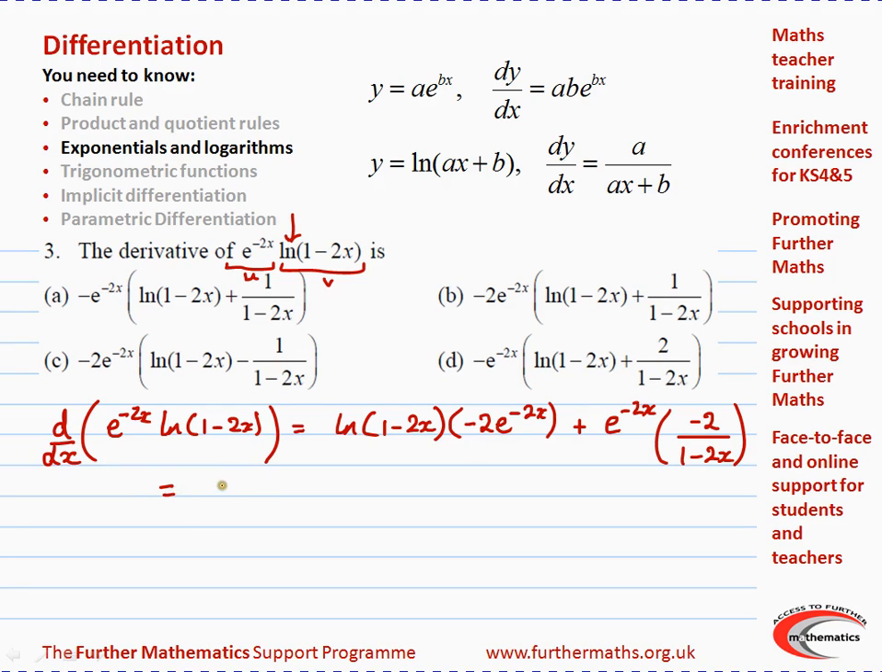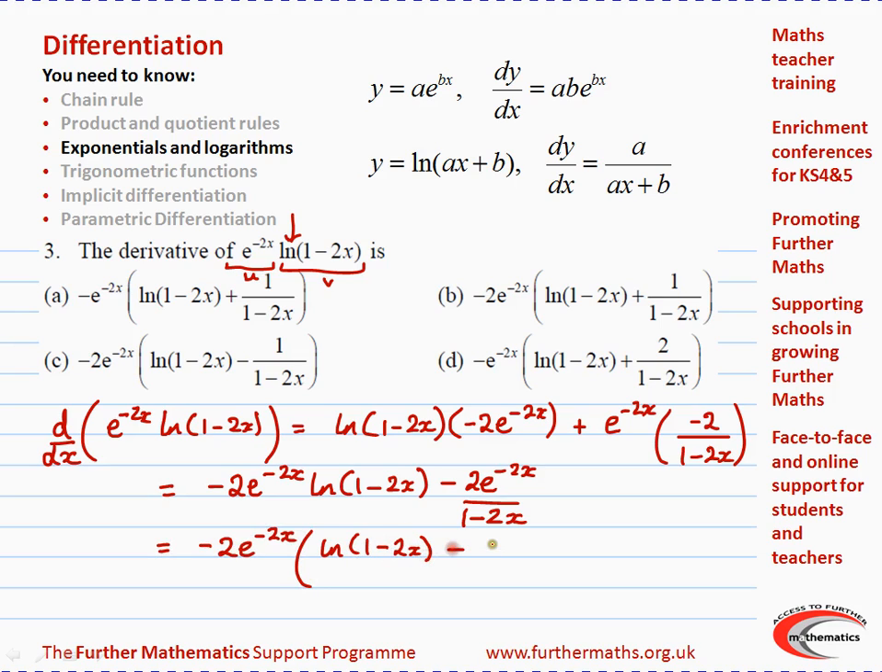So we can do some simplifying here. Let's just tidy this all up a little bit. I make that minus 2e to the minus 2x log 1 minus 2x minus another 2e to the minus 2x over 1 minus 2x. And I think we could take a factor out of there to start to make it look more like the answers at the top. So minus 2e to the minus 2x appears in both expressions, leaving us inside with log 1 minus 2x minus 1 over 1 minus 2x.